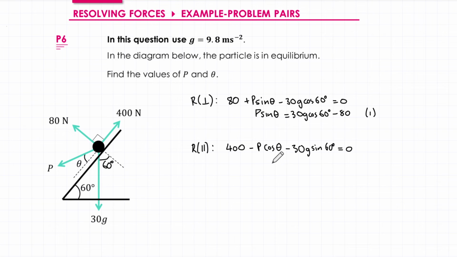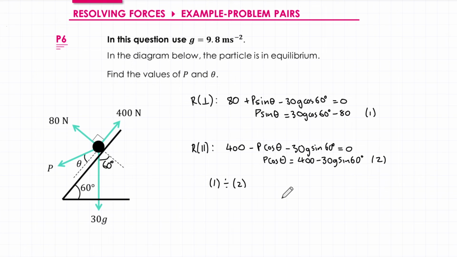If we rearrange this to make P cos theta the subject, we get P cos theta equals 400 minus 30g sine 60. We'll call that equation 2, and then we'll divide equation 1 by equation 2.